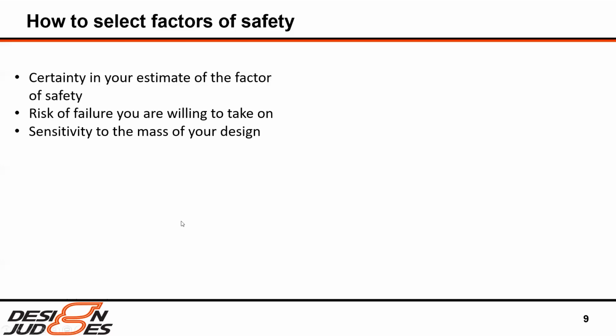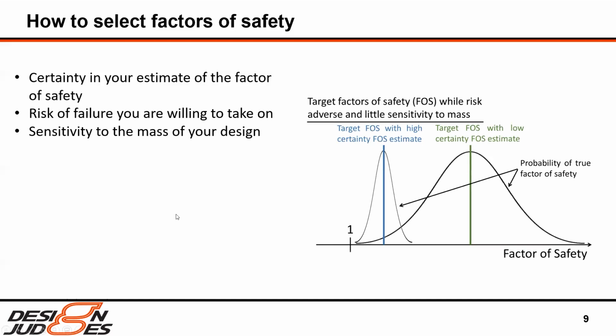I want to show one example where, let's say, you have this factor of safety of 1, and then you might be very risk averse, so you do not want to go below it, and you're not very sensitive to mass, so you're willing to go way above it because you don't care how heavy it is, but you also really don't want to go here. So here might be your target factor of safety when you have a high certainty. These curves are supposed to be normal distributions with the probability of the true factor of safety, because in the end all models are wrong, but some are at least useful, right? And so you have this model for what you believe the factor of safety is.